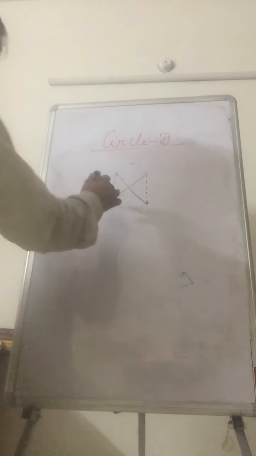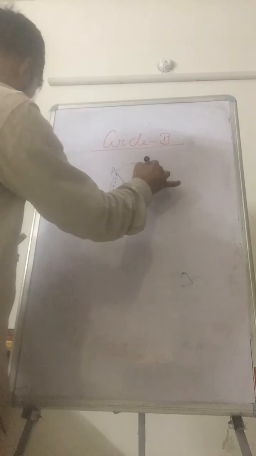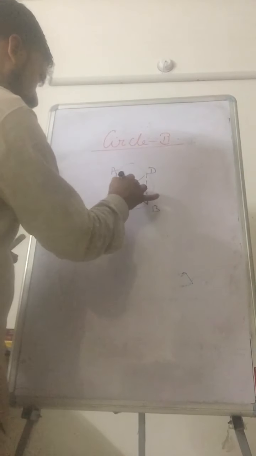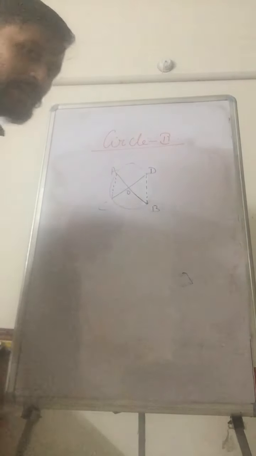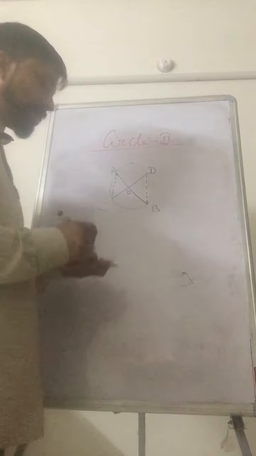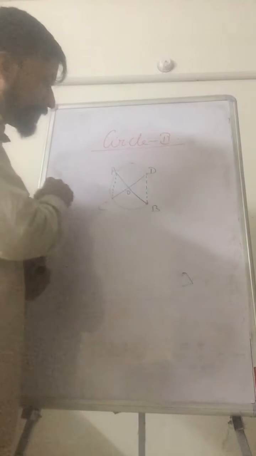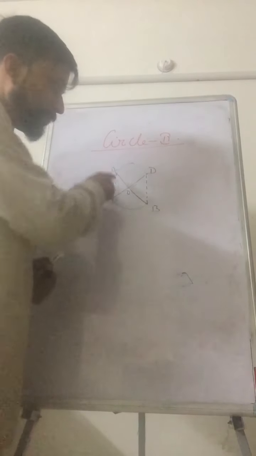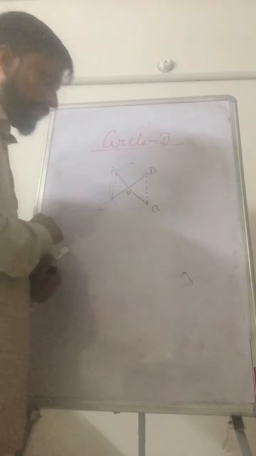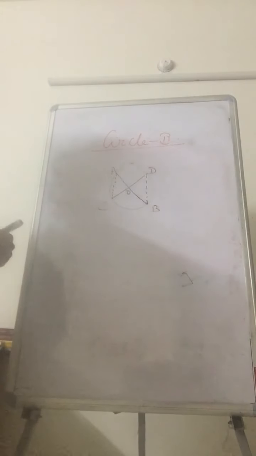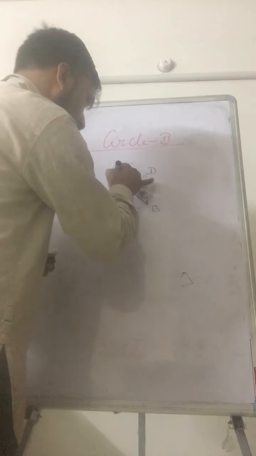In this question, a figure is given. O is the center of the circle, and we know that a chord passing through the center of the circle is called a diameter. So EOB is one diameter and COD is another diameter, because both the chords AB and CD are passing through the center of the circle. In this diagram, this angle is given. You are asked to calculate this marked angle.